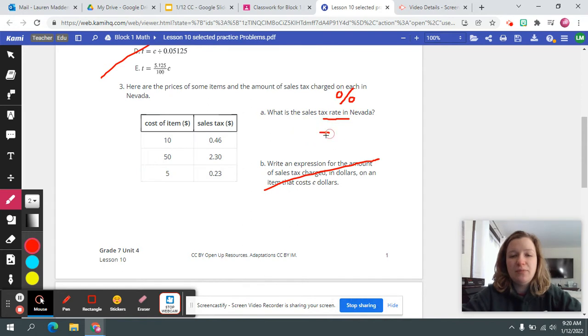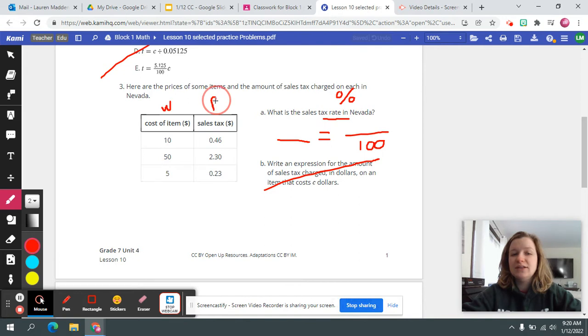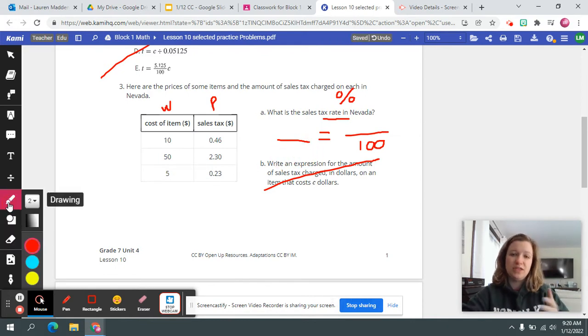So when I'm setting up my proportion for this, I don't know what this piece is right here. I know the 100 goes on the bottom. And the cost of the item, this represents the total or the whole. The sales tax is a part of that. I'm trying to figure out what percentage this is of the total. So in Nevada, the sales tax rate should be the same no matter what item I choose, right? Because the sales tax rate will just be the same overall.